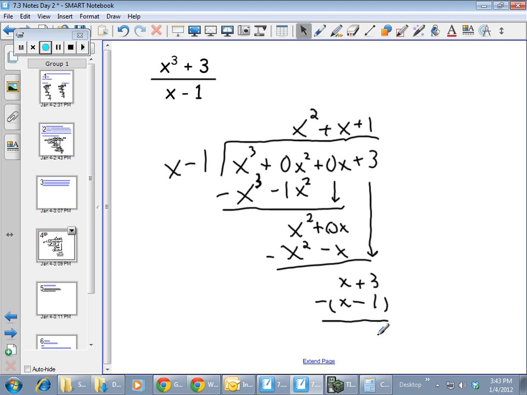3 minus negative 1 is 4. So this one has a remainder of 4. But we're not going to write remainder of 4 like we did in 4th grade. We're going to actually be a little more clever there. So on the first problem we did, it had a remainder of 1, so we wrote 1 over 2. So since this one has a remainder of 4, we're going to write not 4 over 2, but 4 over our divisor, x minus 1.